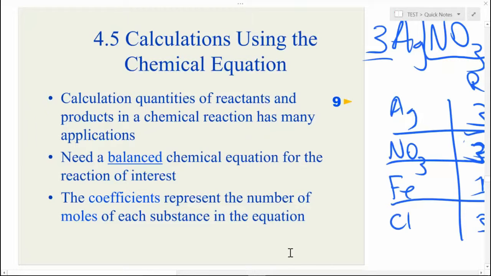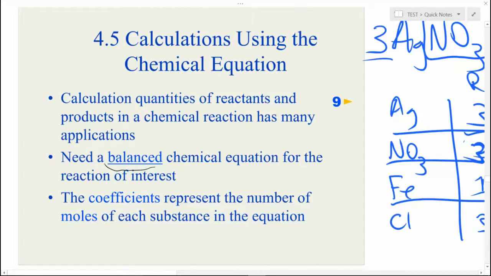Okay, now in this section we're going to talk about calculations using the chemical equation. So now that we can balance chemical equations, we want to be able to use that balanced chemical equation to calculate the amounts of product or the amounts of reactants that we need to use to form a certain amount of product. And so this is kind of the epitome of chemistry and how we can really get down to the meat of how much of something we should use to create this amount of something else. So we're going to talk about using the chemical equation to be able to calculate these amounts.